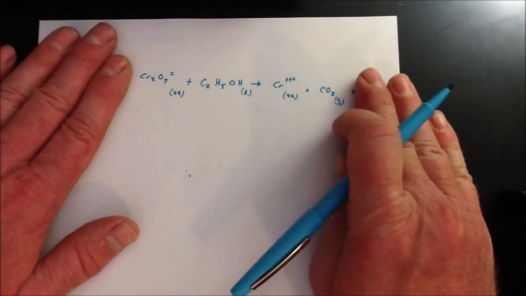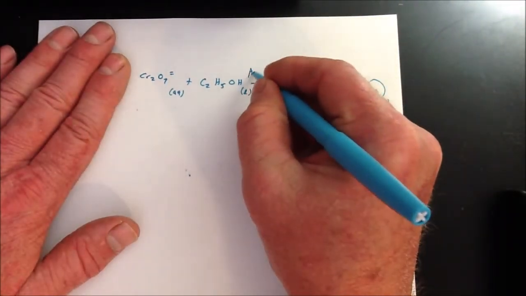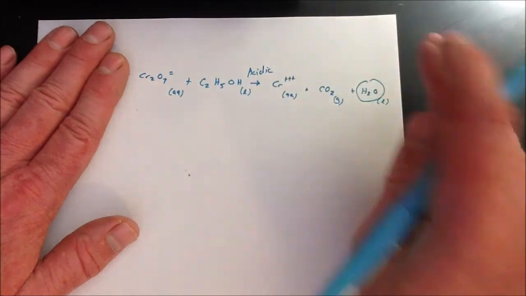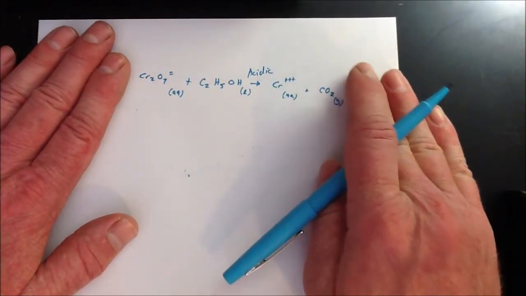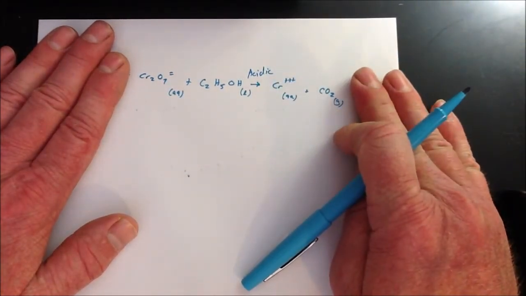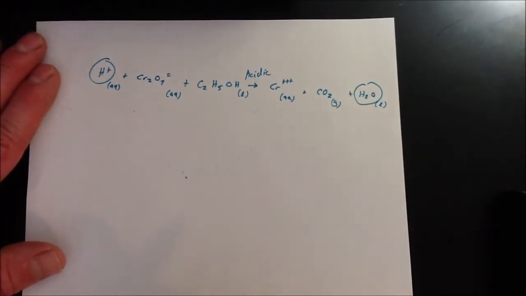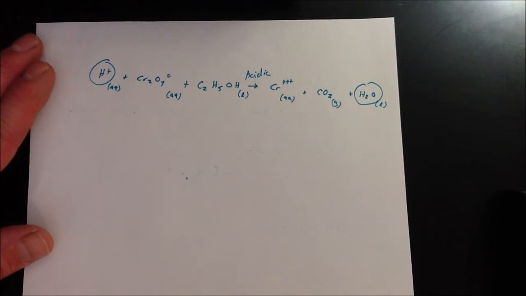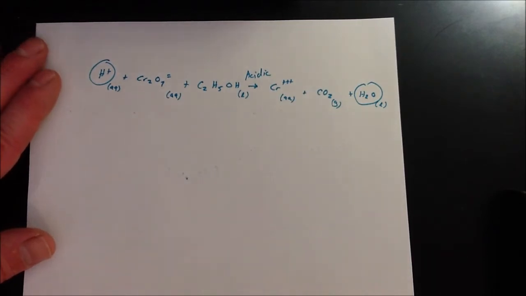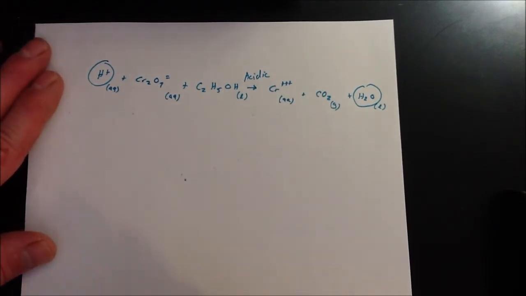Now we could leave those out and they could simply just tell us that this occurs under acidic conditions, which gives us the right to go ahead and add in the H+ and the H2O as necessary to balance this equation. This is a little more advanced balancing by the half reaction method, but I'm going to go ahead and run through it here as well.